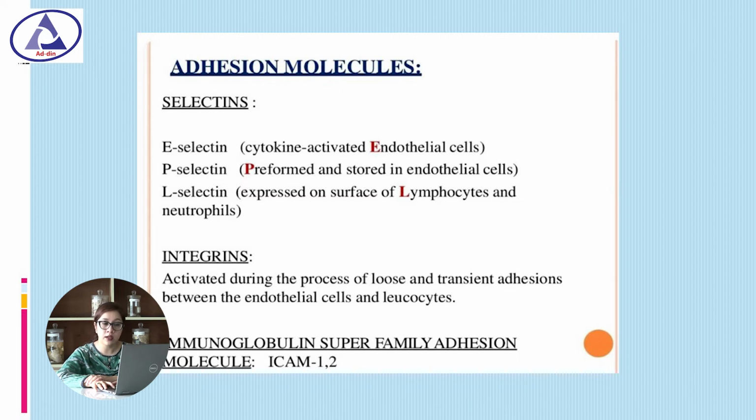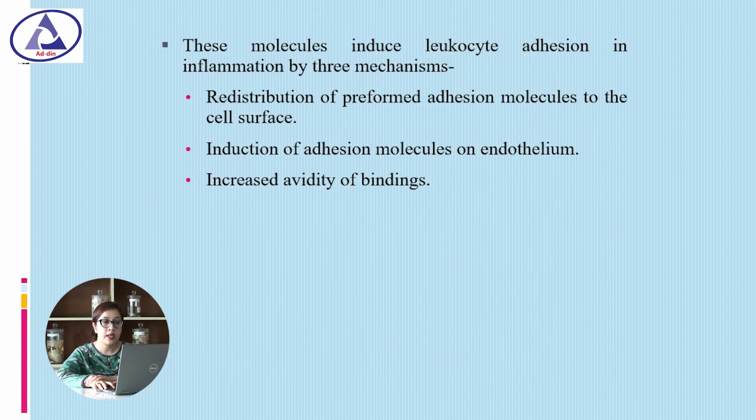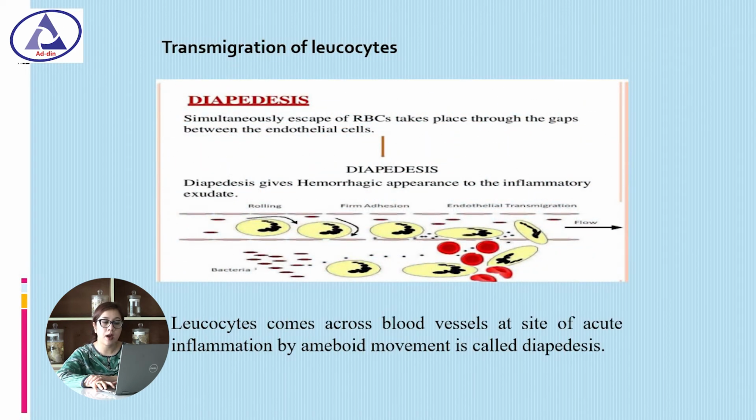Integrins are activated during the process of loose and transient adhesion between the endothelial cells and leukocytes. These molecules induce leukocyte adhesion in inflammation by three mechanisms: redistribution of preformed adhesion molecules to the cell surface, induction of adhesion molecules on endothelium, and increased avidity of binding. Leukocytes cross blood vessels at the site of acute inflammation by amoeboid movement, which is known as diapedesis.